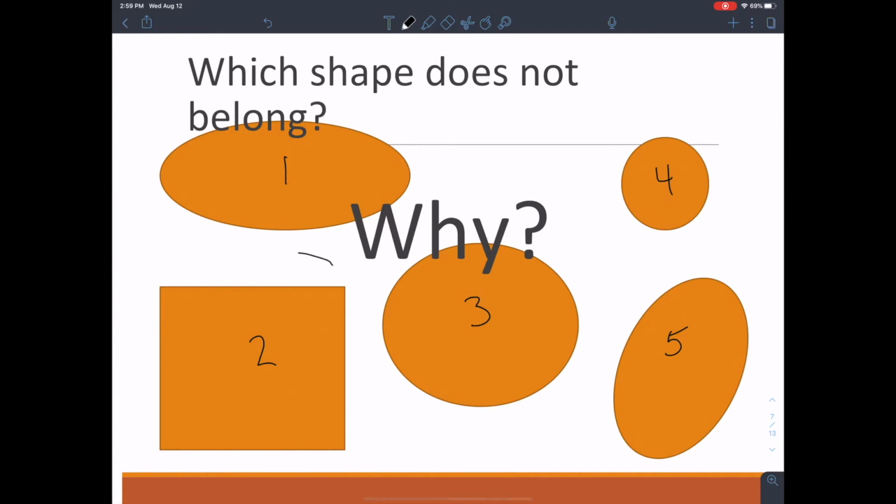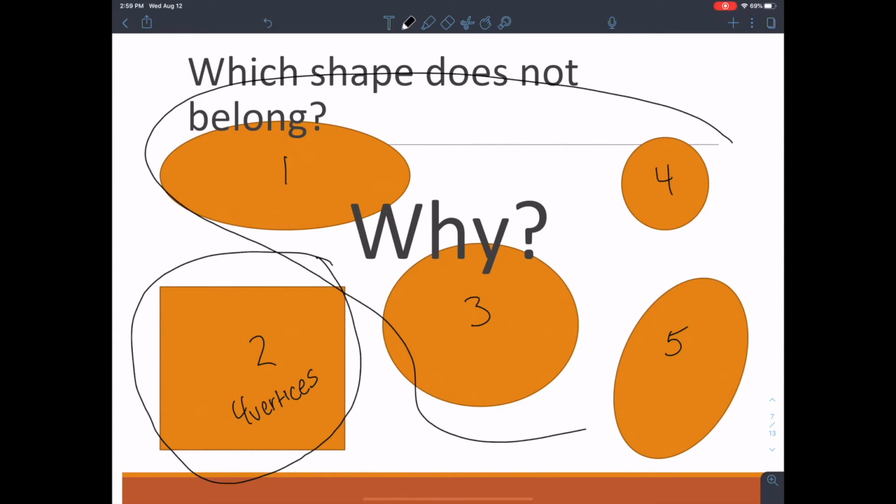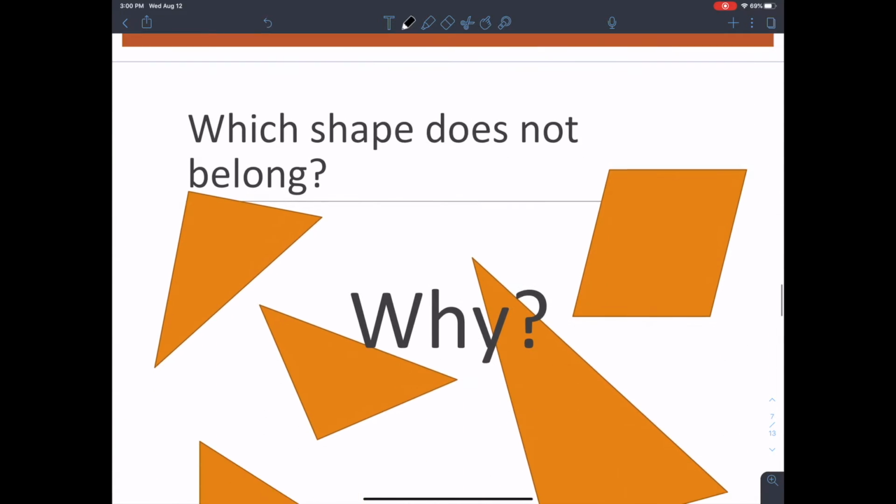If you chose 2, that is absolutely correct. 2 has 4 vertices, while all these other ones over here, the circles, they have 0 vertices because they do not have any corners. They're all circles. Now let's go on to the next one.